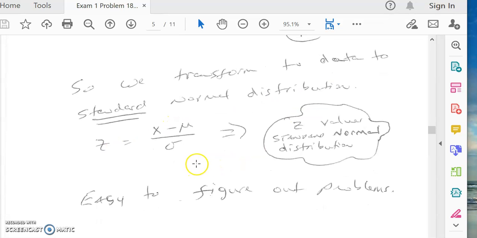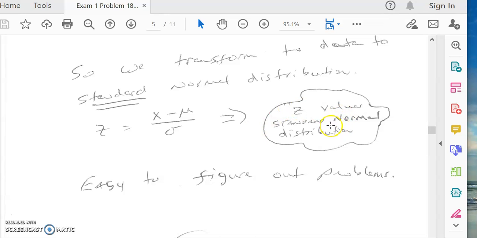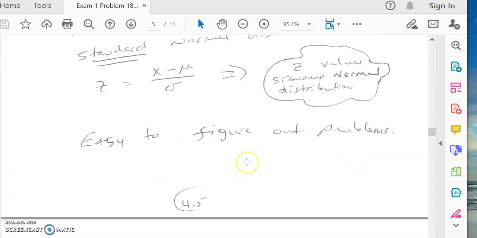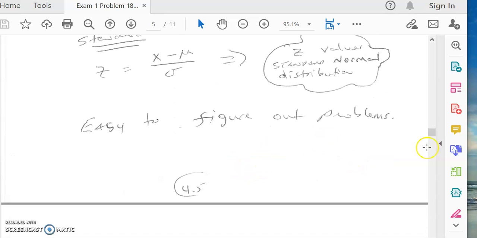Well, how do I transform it? I transform it to z values. A z value is just an x value, take away mu, divided by sigma. That gives me all of the z values. Well, the z values are normally distributed, but it is a standard normal distribution. And the advantage is this is easy to figure out the problems.